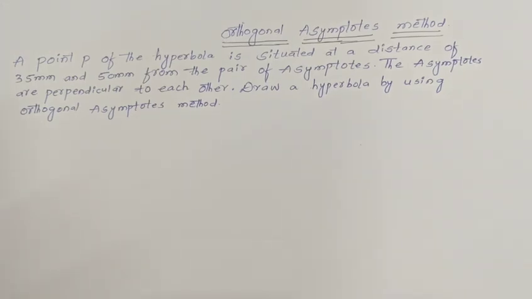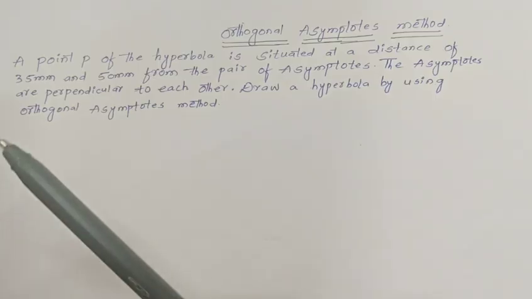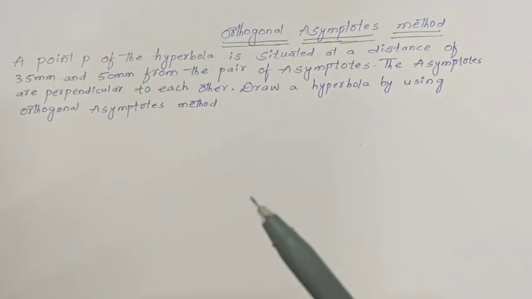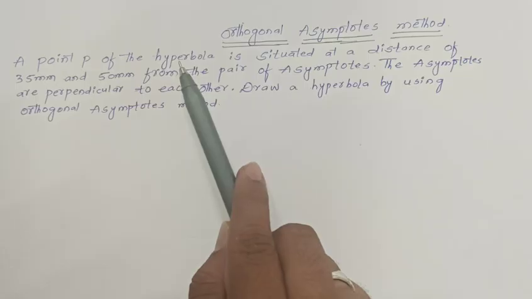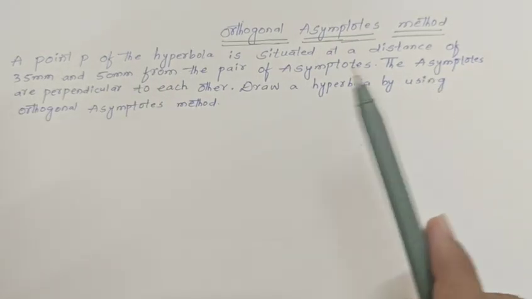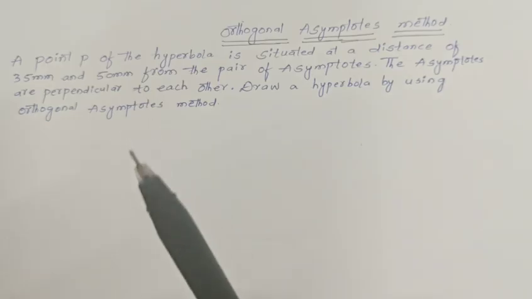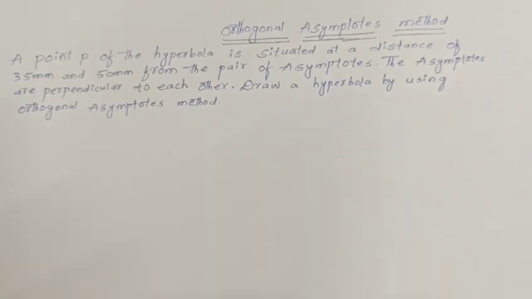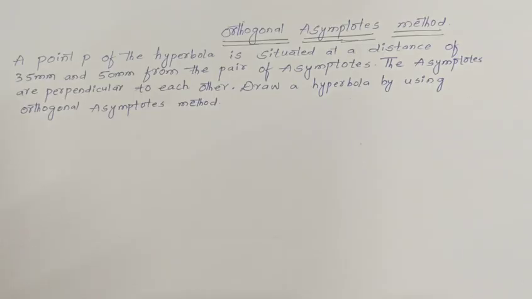Today in these sessions, we are going to discuss the orthogonal asymptotes method. First of all, read the question. A point P of the hyperbola is situated at a distance of 35 mm and 50 mm from the pair of asymptotes. The asymptotes are perpendicular to each other. Draw a hyperbola by using the orthogonal asymptotes method.